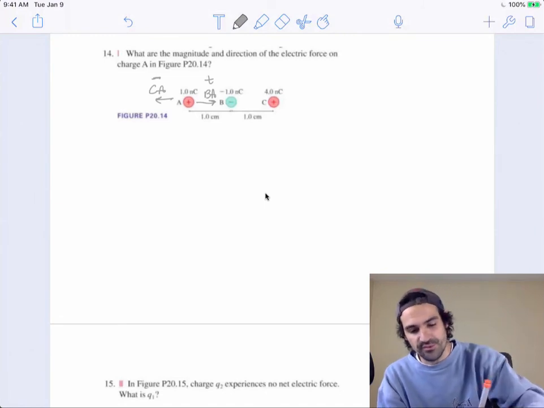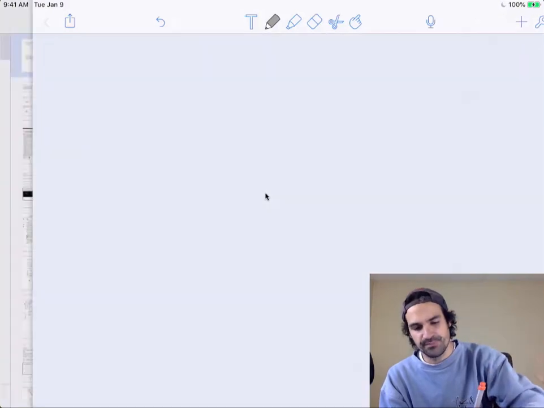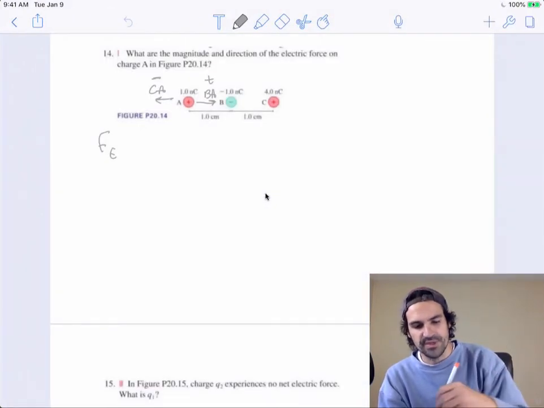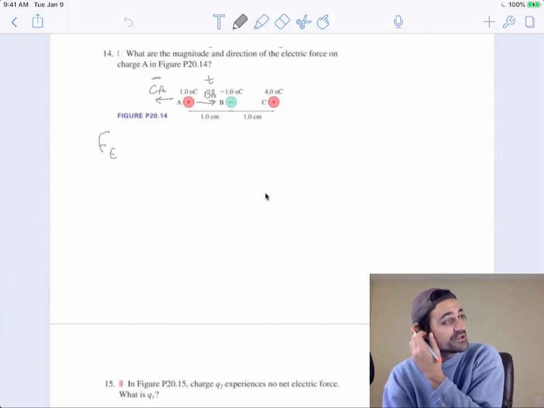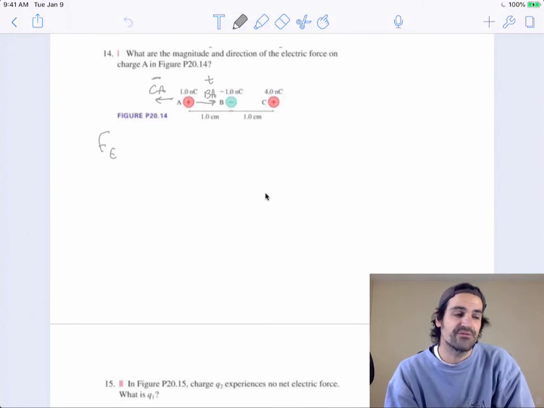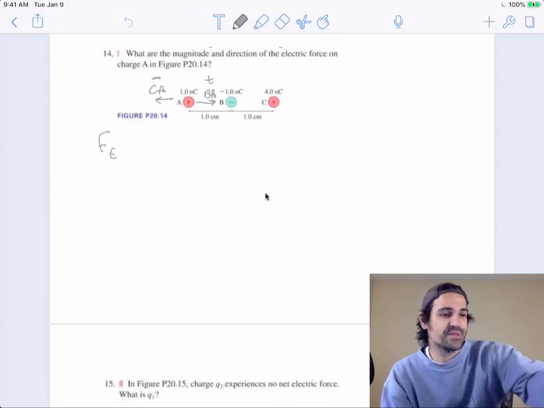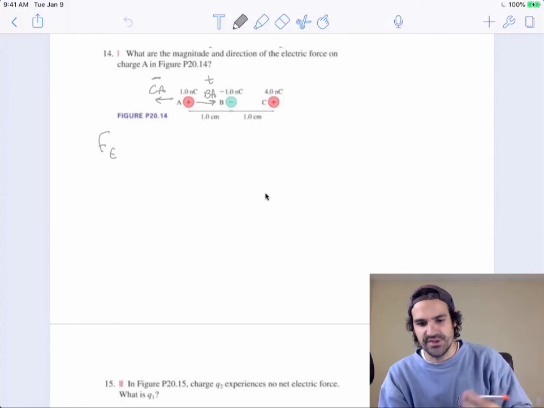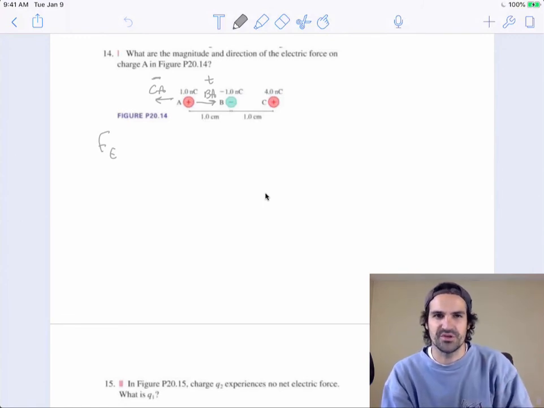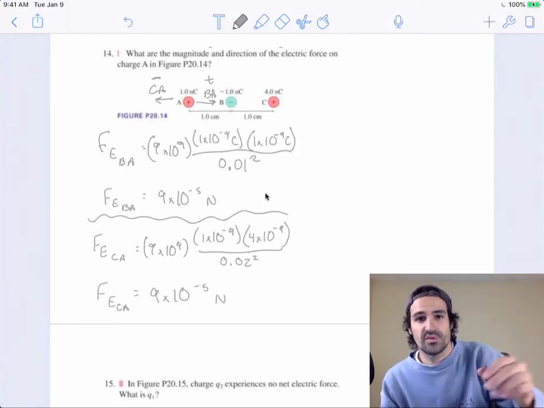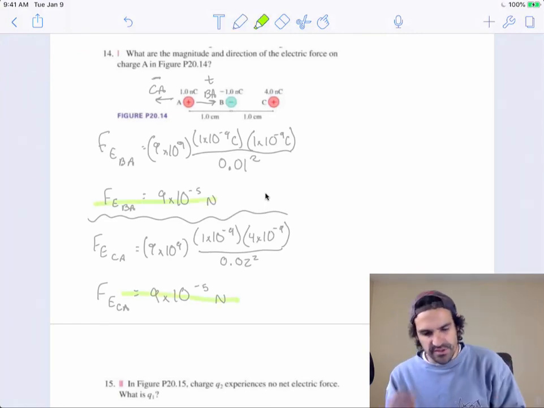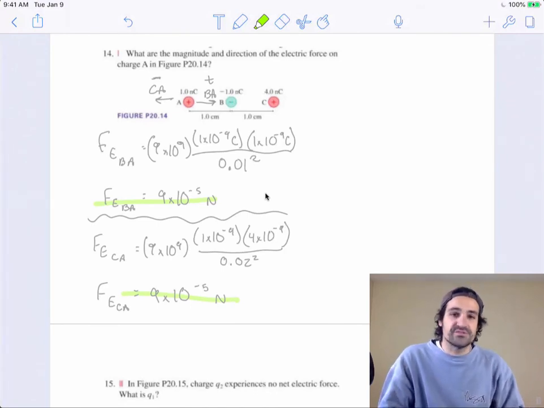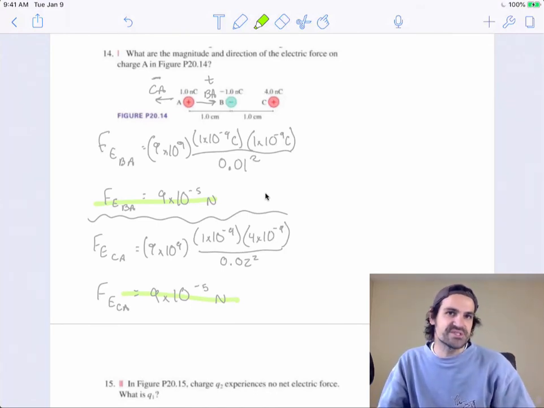So using the same Coulomb's law equation for each of these forces, I am going to calculate the electric force and then plug that into my net force equation. And then I'll bring you back after I calculate both electric forces. And now that I've calculated both forces, the force of B on A and the force of C on A, we found that their magnitudes are exactly the same.